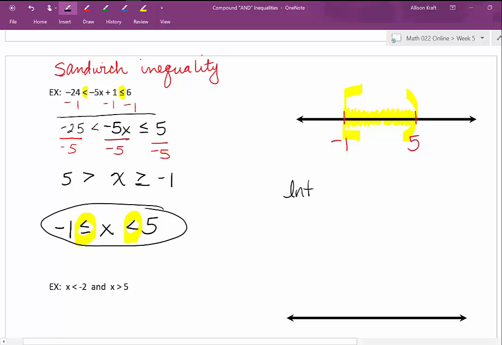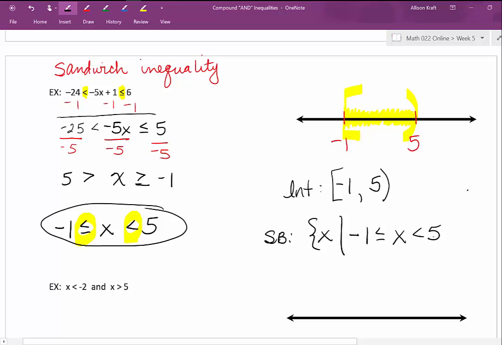Our interval notation, our shading starts at -1. We are including -1, so we use a square bracket, just as we did in our graph. And then our shading stops just shy of 5. So to indicate that, we write 5 with a parenthesis. Our set builder notation always starts the same, the set of all x, such that, and our condition is our solved inequality. -1 is less than or equal to x, which is strictly less than 5.